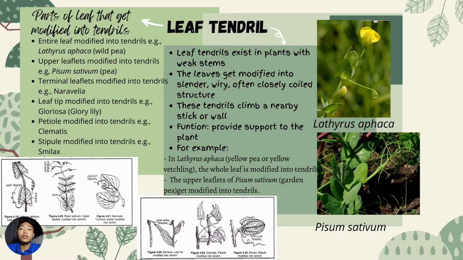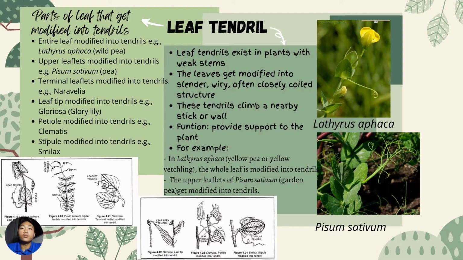Next is the upper leaflets of Pisum sativum or garden pea. They get modified into tendrils. So there are several parts of leaf that get modified into tendrils, of which the first one is the entire leaf modified into tendrils. For example, Lathyrus aphaca or wild pea. Next is upper leaflets modified into tendrils. For example, Pisum sativum or garden pea.